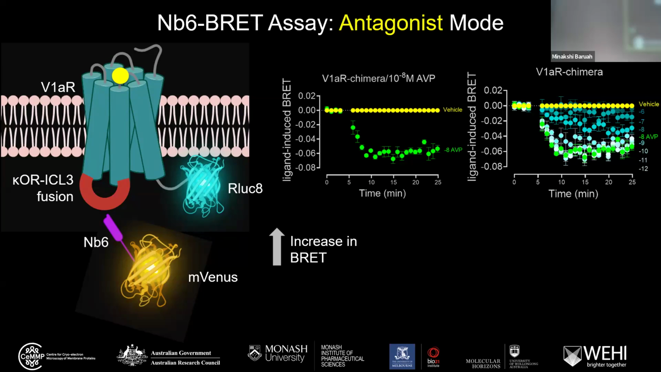Here I'm showing a single concentration of AVP added to observe the competition binding. The green graph shows the kinetic trace of AVP-induced nanobody 6 dissociation, and the top right graph shows the inhibition of nanobody 6 dissociation from the receptor with increasing antagonist concentration.